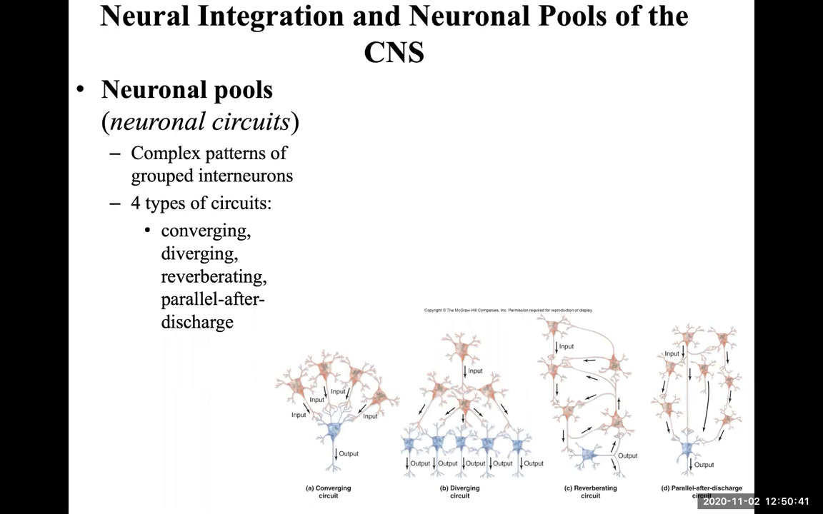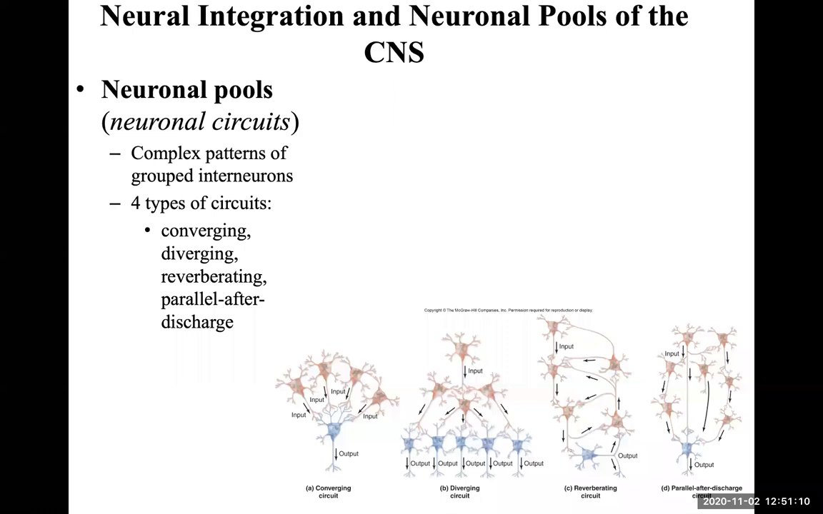Okay, and then finally, when we talk about the way in which neurons communicate with each other, we describe those interactions as what we call pools, or neuronal circuits. So we have four basic types of circuits: converging, diverging, reverberating, and what we call parallel after discharge. The difference between them essentially is in the way in which they're arranged and the number of synapses that are taking place.